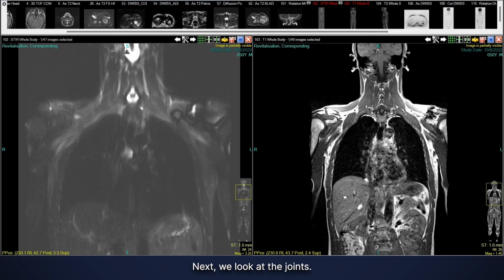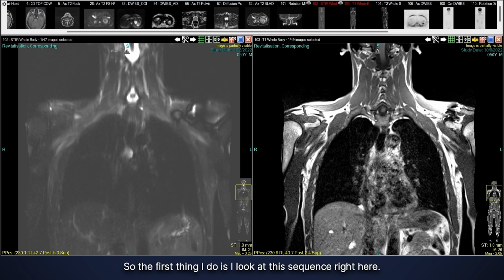Next, we look at the joints. Now, we're doing more of an overview of the joints and giving you an overall status of the degree of arthritis that you may have. So the first thing I do is I look at this sequence right here.